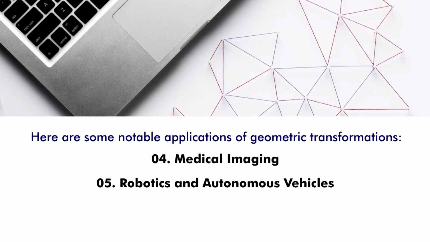Robotics and autonomous vehicles. Robots and autonomous vehicles rely on geometric transformations for navigation, obstacle avoidance and path planning. Transformations help robots understand their surroundings and calculate movement and orientation adjustments.